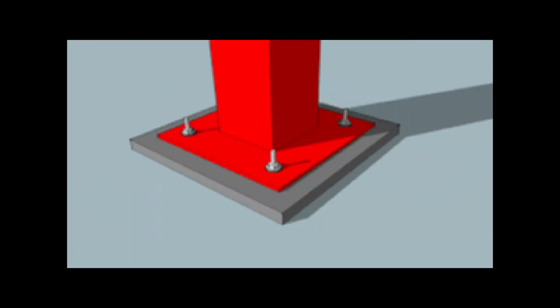Yung shims po dito, yung parang square dito sa ilalim ng column. Pinapatong po para makuha yung tamang height na 2 inch or 1 inch.